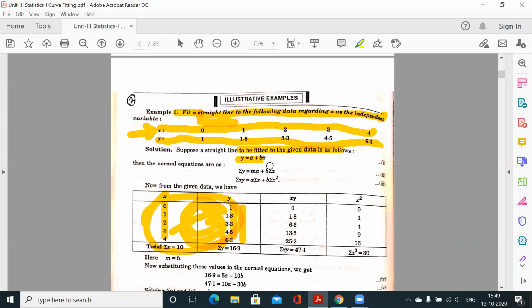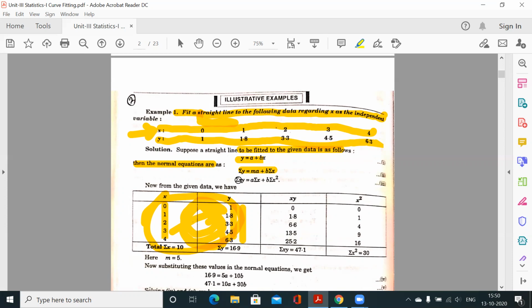For y equals a plus bx, the normal equations are summation y is equal to na plus b summation x. Here n means the total number of data points. How many points are there? 1, 2, 3, 4, 5. So 5 values are there, and n is 5. This is the first normal equation: summation y is equal to na plus b summation x.